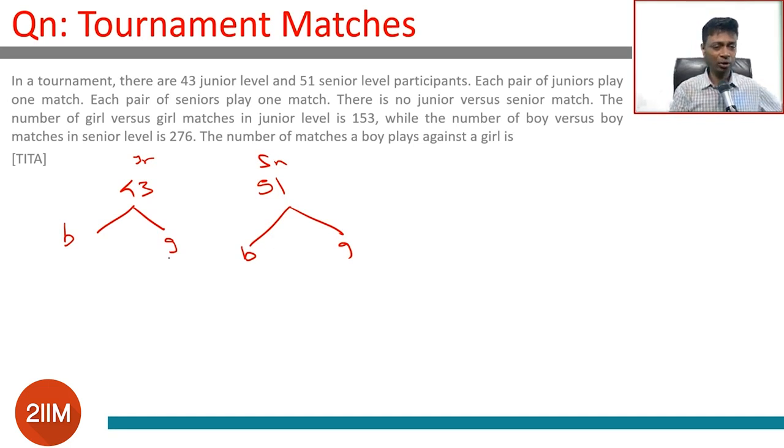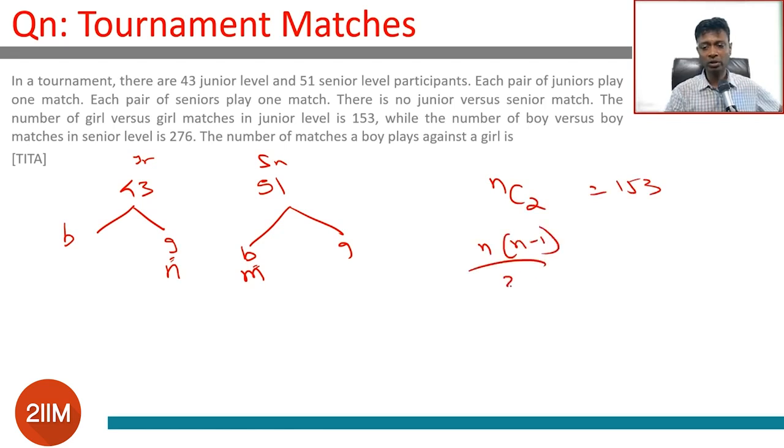Wonderful. There are n number of girls here, m number of boys here. Let's say n girls here, m boys here. This question is very doable. Girl versus girl matches is 153. N girls, number of matches will be NC2. NC2 is 153. N into n minus 1 by 2 is 153. N into n minus 1 is 306.